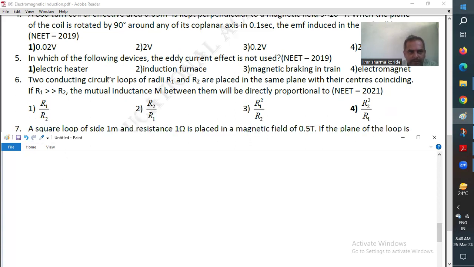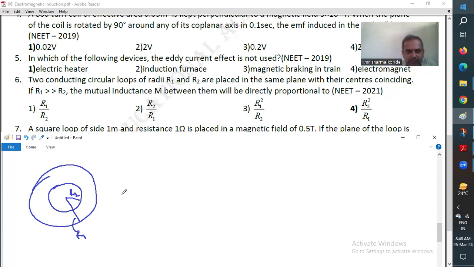Moving to question number 6. Two conducting circular coils of radii R1 and R2 are placed in the same plane with their centers coinciding. Centers coinciding means this is one coil, this is the other coil. Say R1 is greater than R2, so this is R1, this is R2. So the mutual inductance M between them will be directly proportional to what?